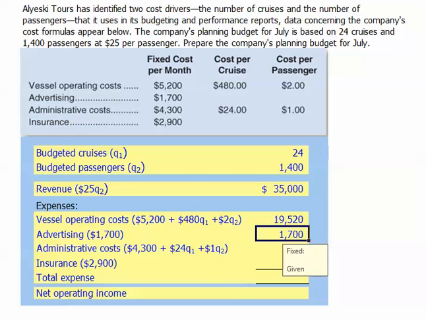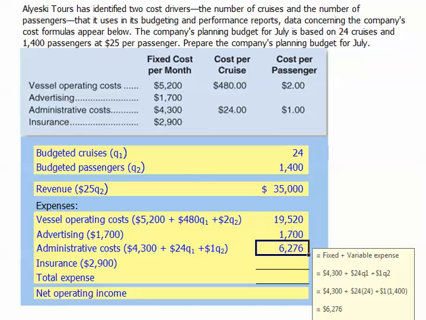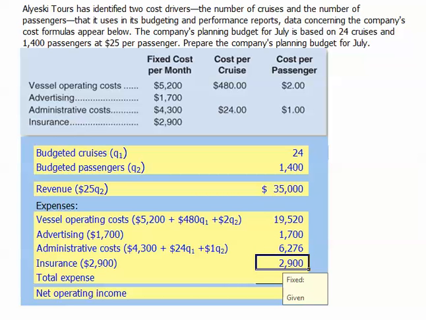Our administrative cost has a fixed component and two variable components. The fixed component is $4,300, and our first variable component is $24 per cruise, and we have a variable component of $1 per passenger. So our total cost will be $4,300 plus $24 per cruise times 24 cruises plus $1 per 1,400 passengers for total administrative costs of $6,276. Our insurance expense is only fixed at $2,900.